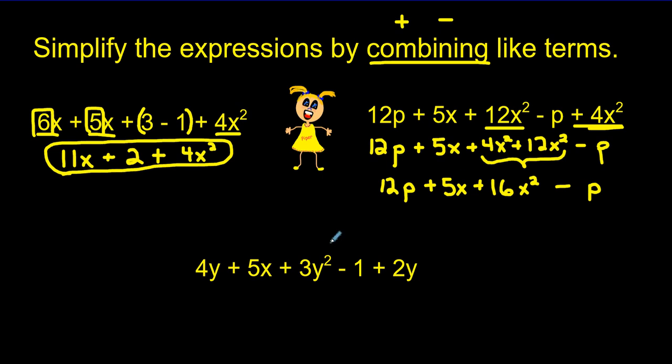Now I'm looking for any other like terms. You may have noticed that we have 12p and we have minus p. Well, one thing I can do is I'm going to reorder these thanks to my commutative property. I'm going to bring this term over here and this term over here. The commutative property of addition says since we're adding all three of these terms, we can change the order without changing the value. Now you'll notice I've grouped up my like terms.